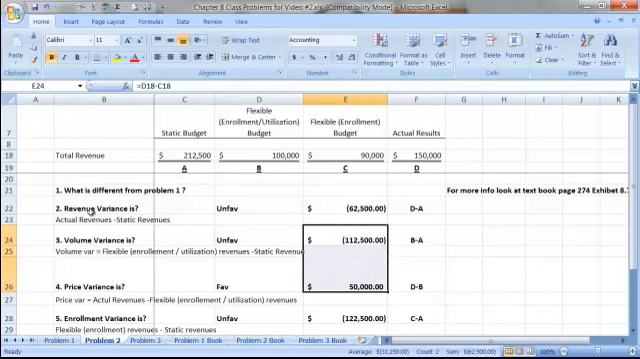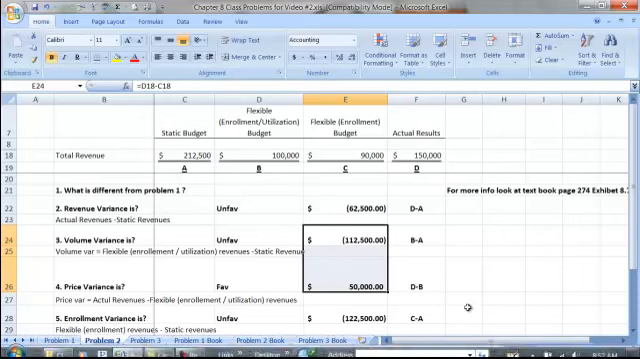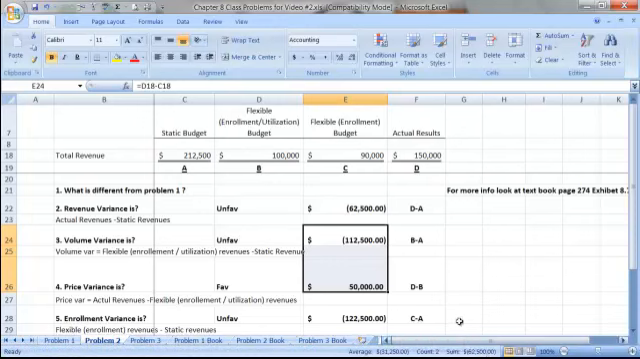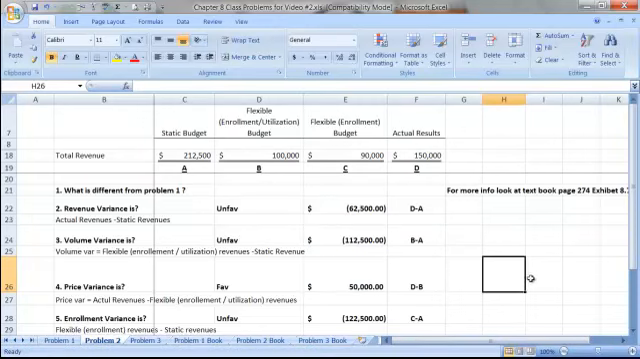The two together give a revenue variance of negative 62.5. We know it was negative 62.5 because 112.5 was due to volume and 50 was positive on price. So these two numbers added together, you can see right here, equal 62.5. Okay, excellent. Let's move down a little bit.